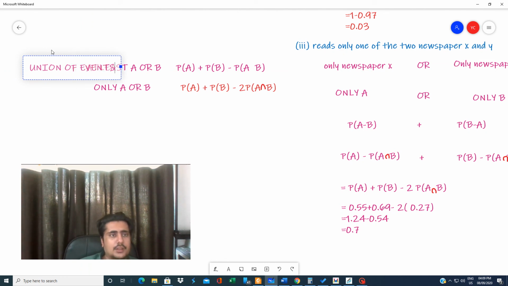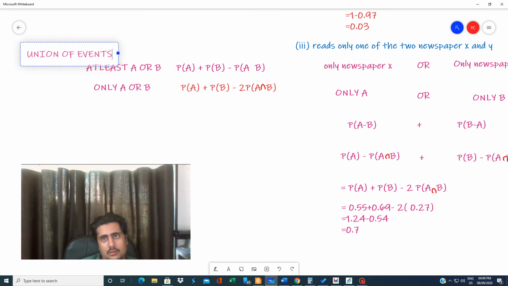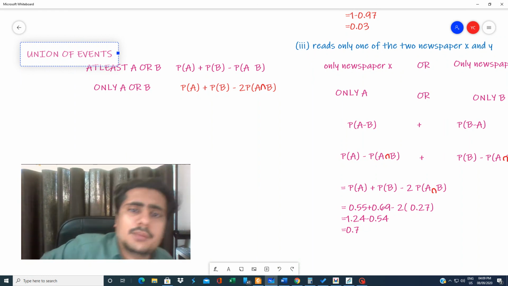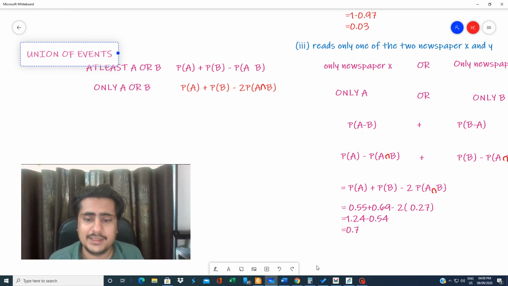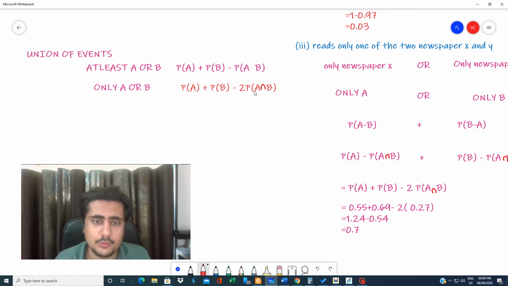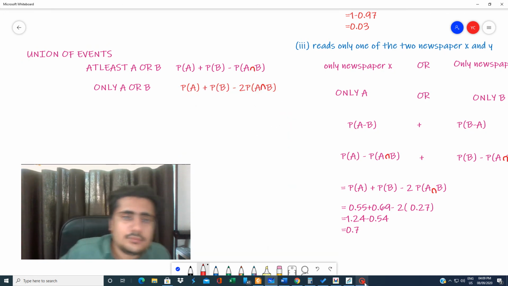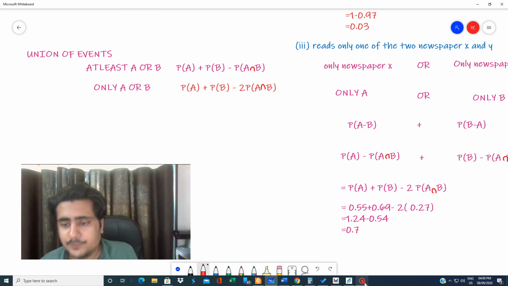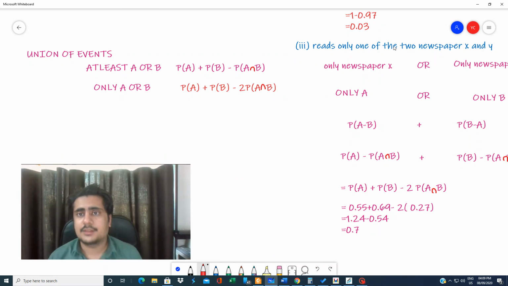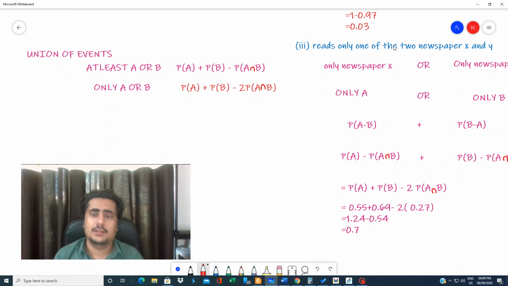Now this only A or B does not have any kind of symbol. It's not A union B. It's only A or B, and the formula will look like this: A plus B minus 2 intersection. If you are asked at least A or B, then the formula will look like this: A plus B minus intersection. Got my point? Okay. So a similar sum we have in the exercise, read only, which we are doing in the next lecture. Thank you.